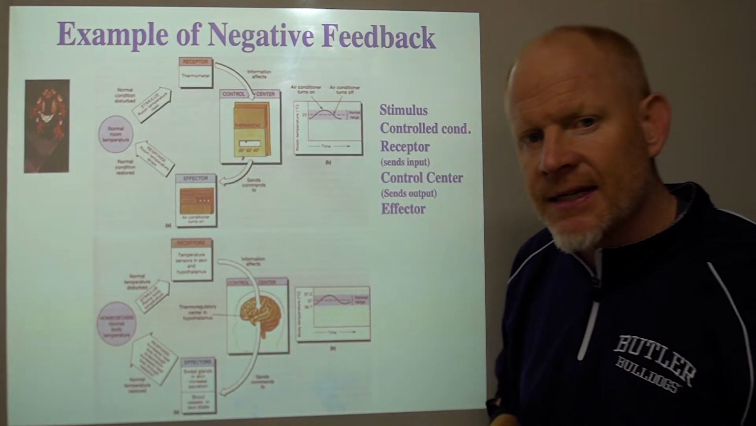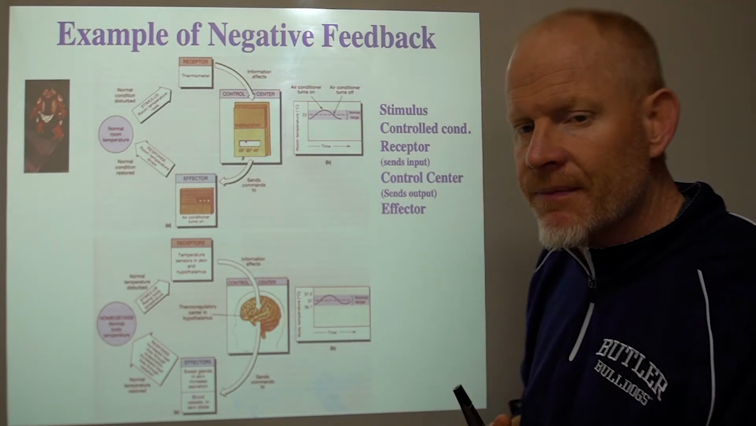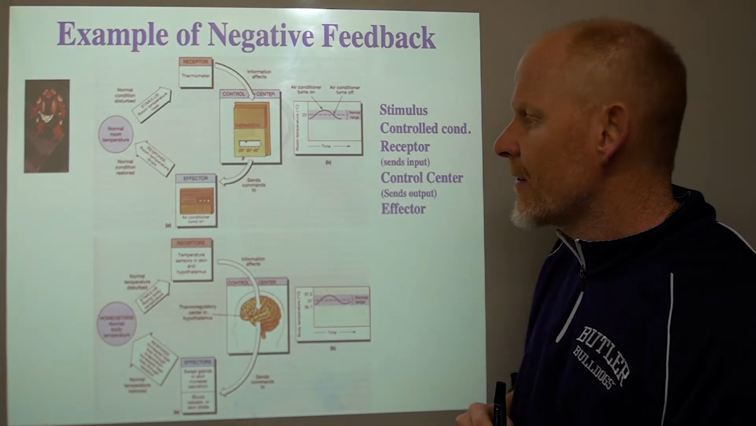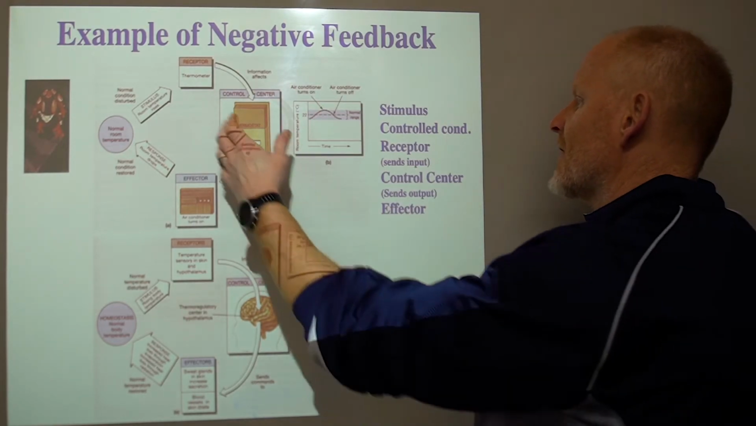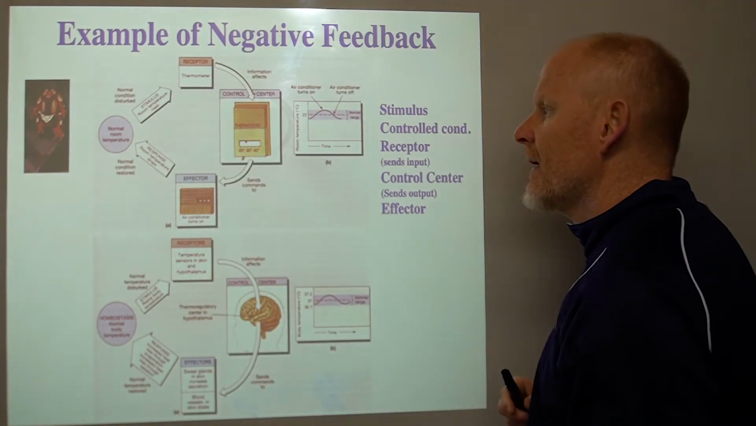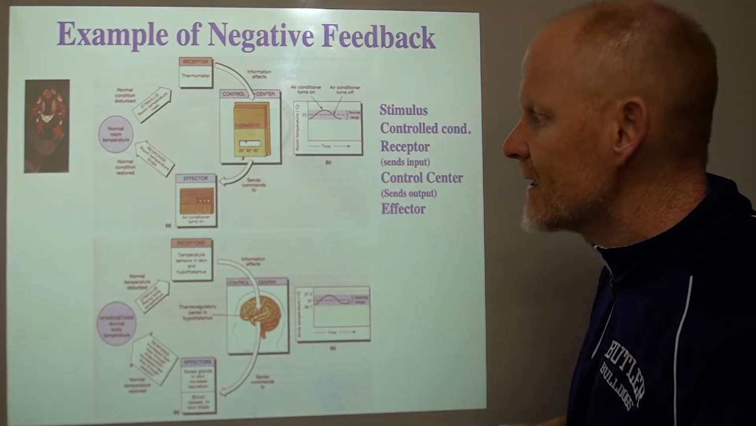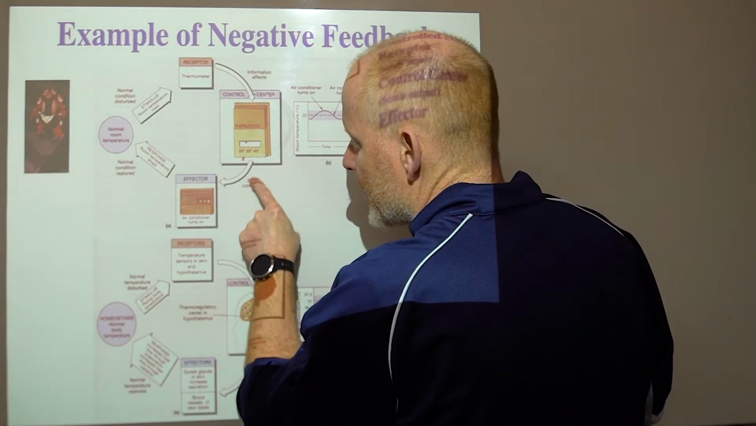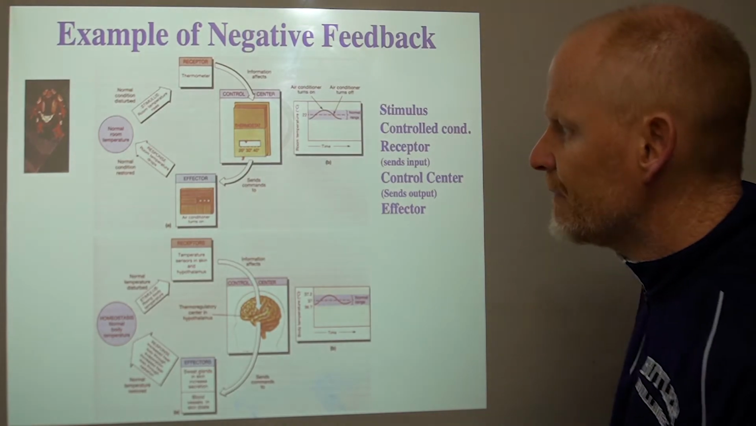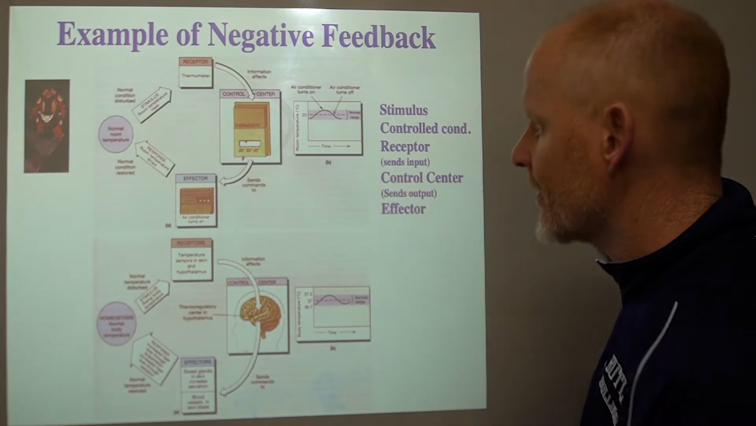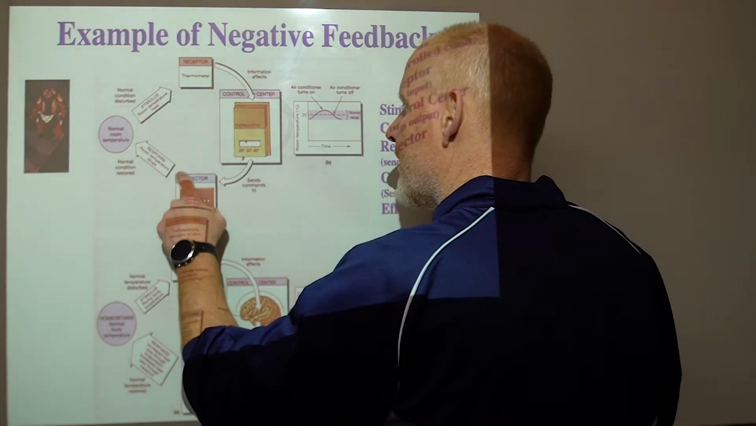And what the receptor then does is send information to a control center, right? The control center here is the thermostat. So the thermometer is often located in the thermostat, and its job is to monitor temperature. Temperature goes up or down from the set point, then the thermostat is activated, and it'll send a communication to the effector. The effector here is air conditioning, an electrical signal sent to the air conditioning from the thermostat, kicking the air conditioner on.